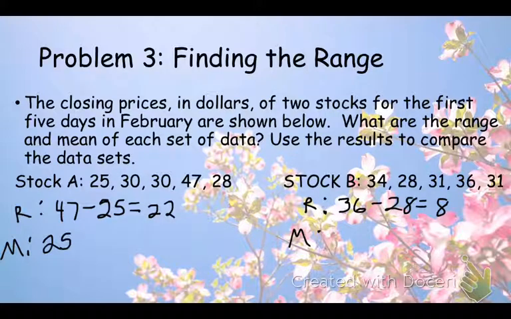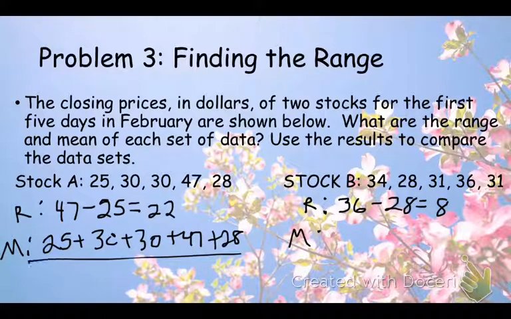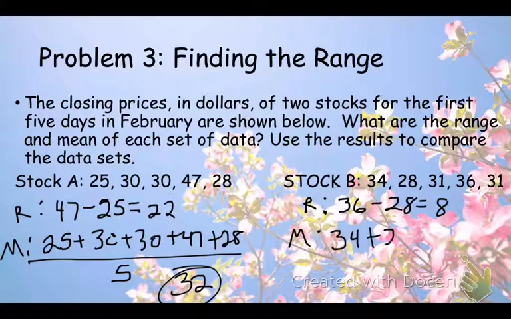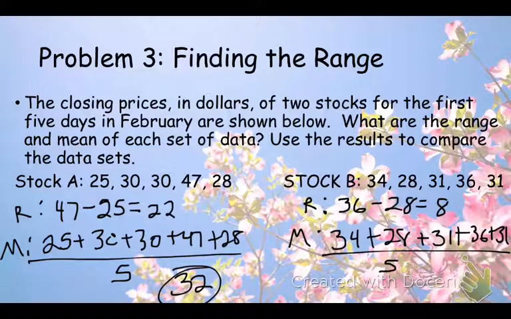So I do 25 plus 30 plus 30 plus 47 plus 28 and divide that by 5. And for that I would get 160 over 5 or 32. For stock B, I would add 34 plus 28 plus 31 plus 36 plus 31 and divide by 5, and I would also get 160 over 5 or 32.